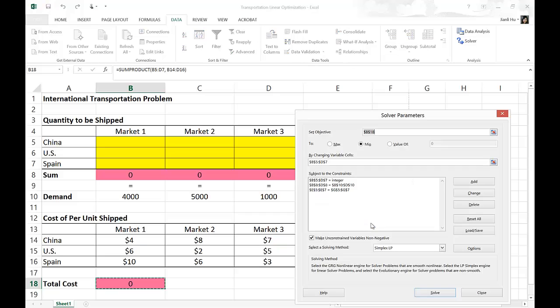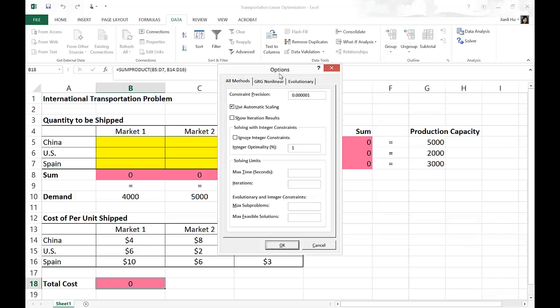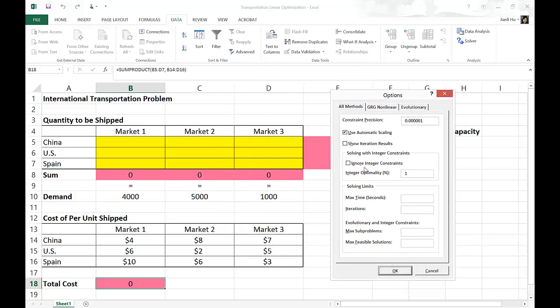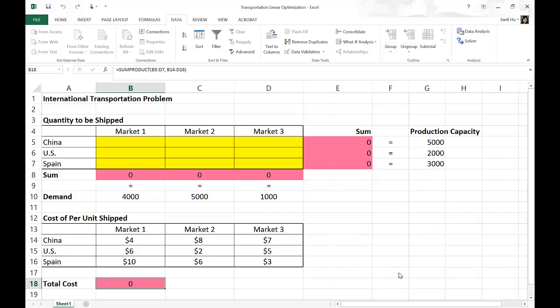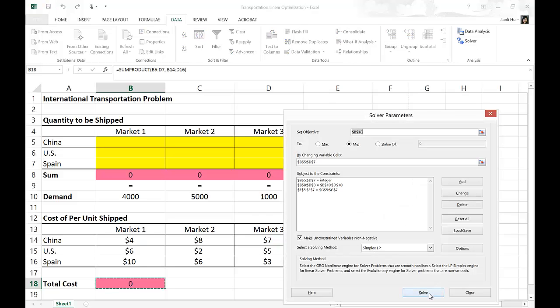So click OK. Then from here, make sure this one is checked: everything should be non-negative, because we cannot produce or send a negative amount. Among the solving methods, choose Simplex and click Options. From here, make sure this one, Ignore Integer Constraints, is unchecked. So make sure there's no check mark inside this box. Click OK and then click Solve.